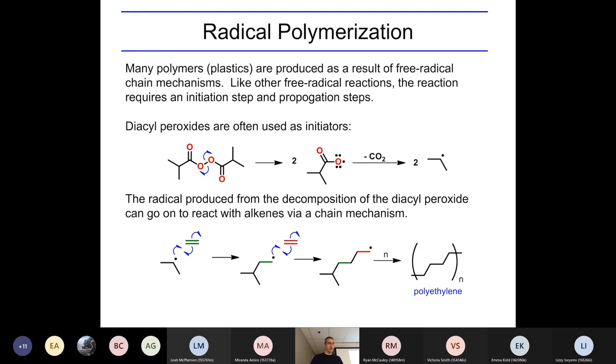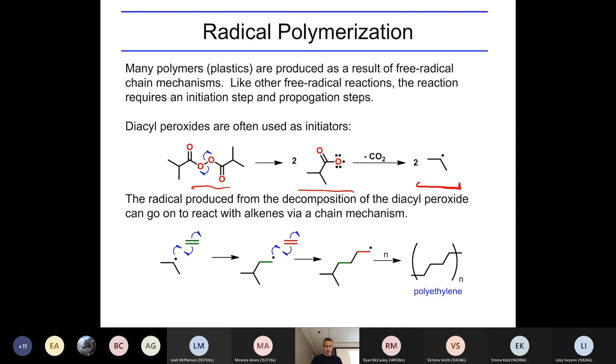What happens is, you need an initiator, and diacyl peroxides with a weak O-O bond, that can make radicals quite easily, are often used. You can buy these for this purpose. What happens is they give you this kind of a radical, which can undergo decarboxylation to give you this alkyl radical, a secondary alkyl radical. Then this can add to an alkene, like in this case, ethene.